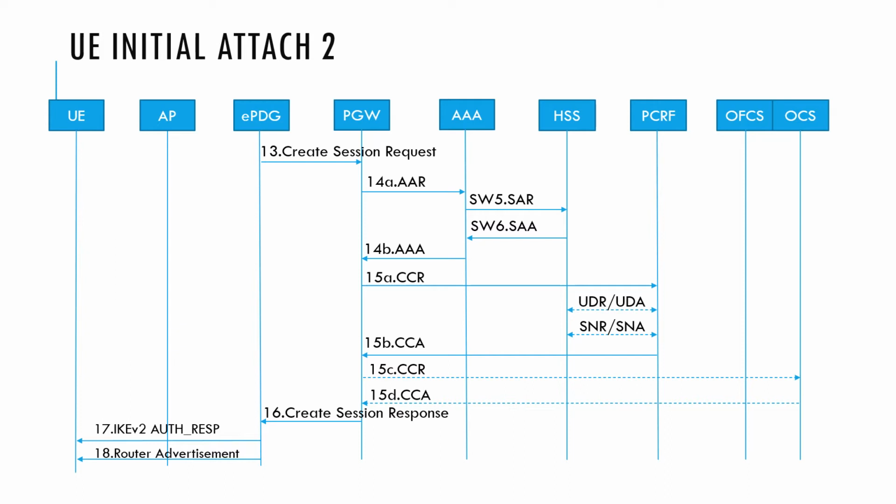Now the P gateway sends a create session response message back to the EPDG, and at this point the session is set up, and now the last message is sent from EPDG to UE, which is a kind of attach accept message. But here between EPDG and UE, as I explained, we are using the IKEv2 protocol, and hence the message which we are sending over here is the IKEv2 auth response message, which is kind of an attach accept message. And then finally the EPDG sends the router advertisement, and at this stage we can say that our WiFi attach is over.